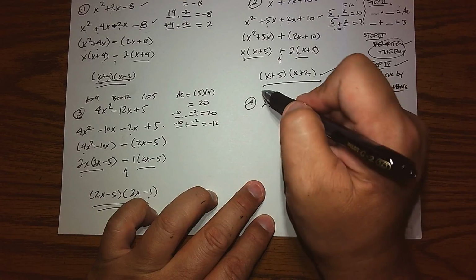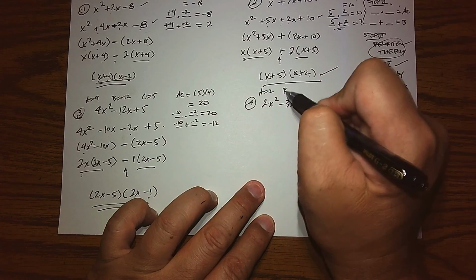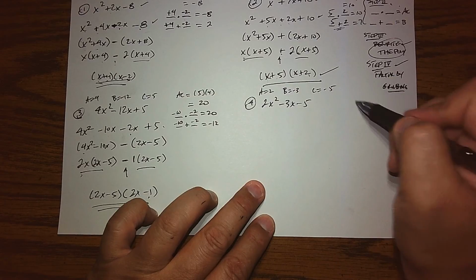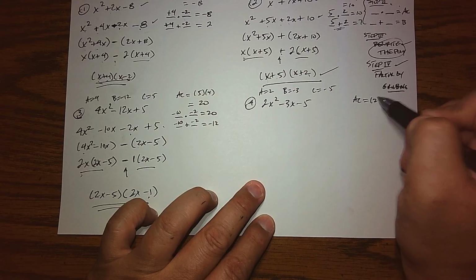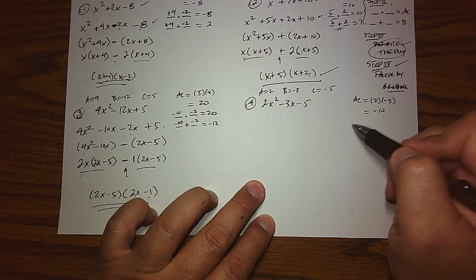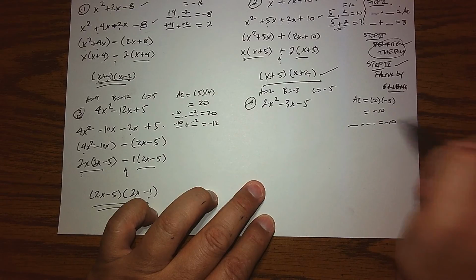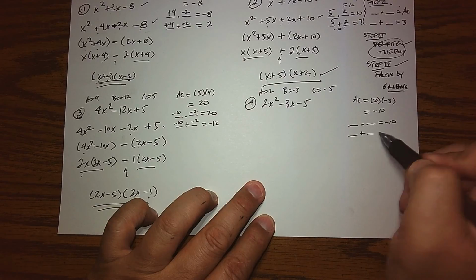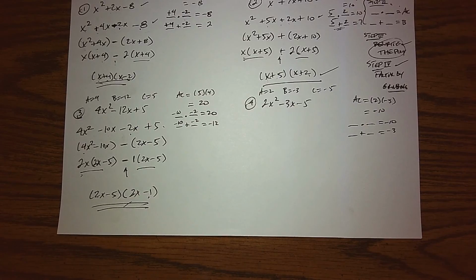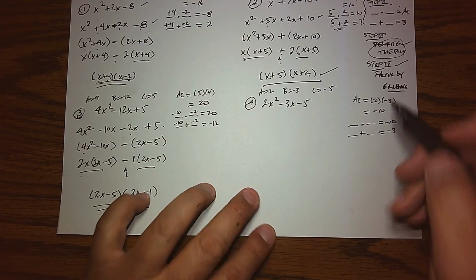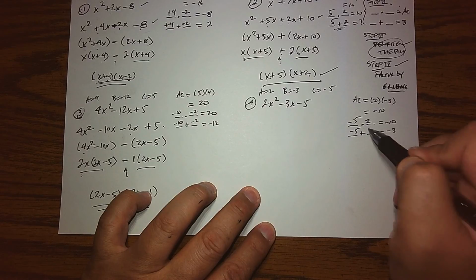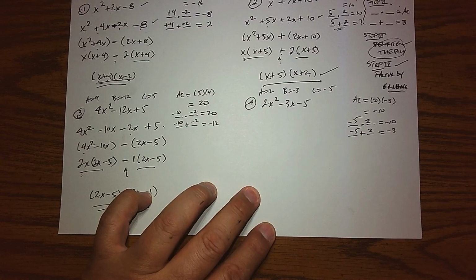So last but not least, right? A is 2, B is negative 3, and C is negative 5. So what's AC? Well, 2 times negative 5 gives us a negative 10. What two numbers can we multiply together to give me negative 10? What two numbers can I add together to give me the B, which in this case is negative 3? And when I look at this, the two numbers are actually right here: negative 5 and 2. So they're already there.